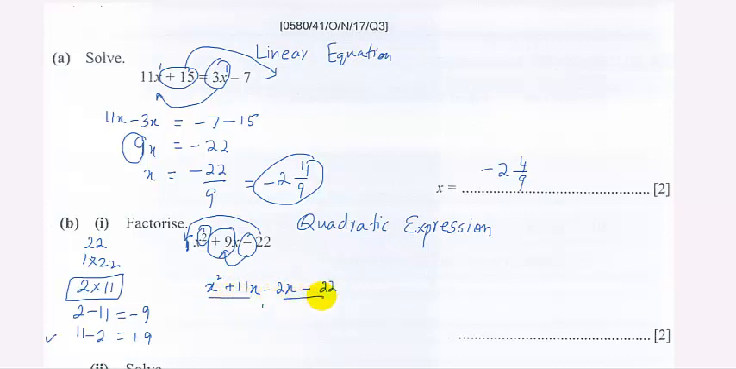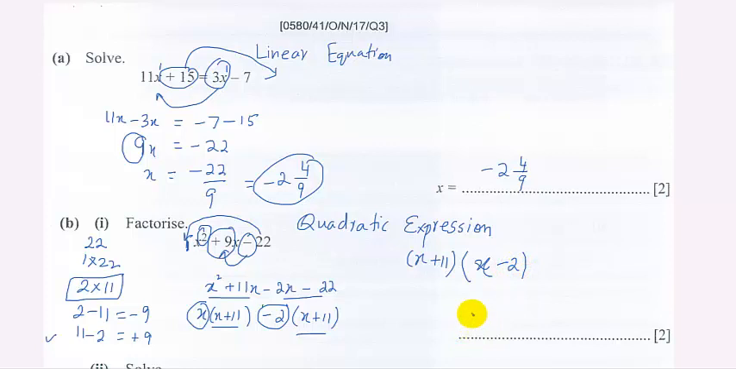Now from this pair, x is common, x plus 11, and from here minus 2 is common, x plus 11. Now x plus 11 is common in both. Once we take x plus 11 common, x is left, and here minus 2 is left. So this is the factorization. x plus 11 is one factor, and the second is x minus 2. So we have done factorization.